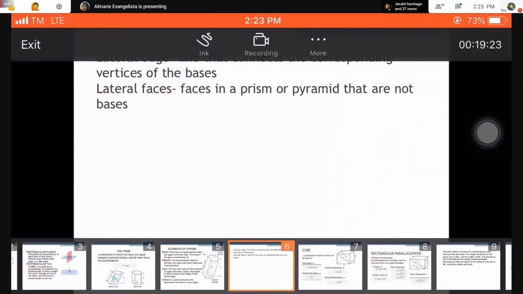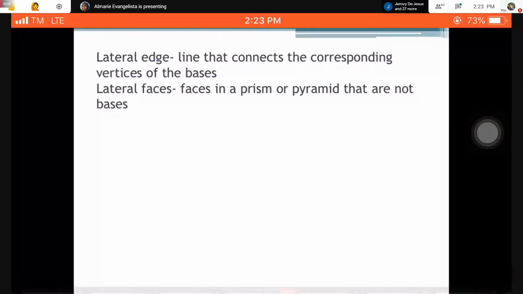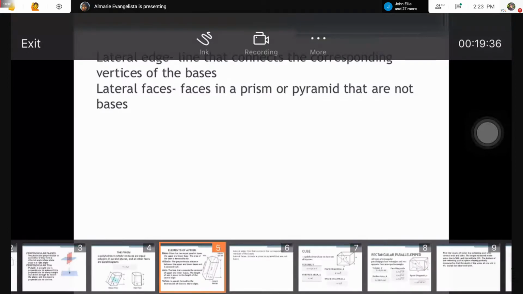Next is, ito nabanggit ko na kanina, lateral edge. Line that connects the corresponding vertices of the bases. Ito yung kanina. Yan, lateral edge. Sila yung edge na makikita nyo kapag connect nyo yung upper and lower base.